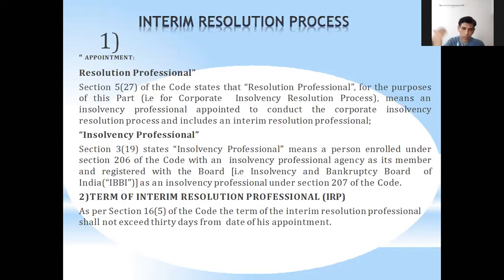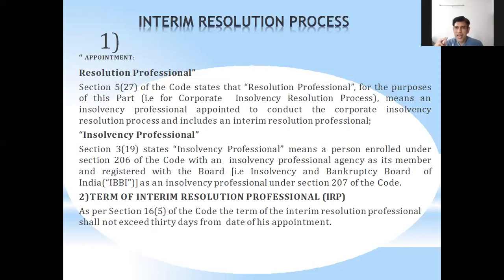Going to the basic part again, as I said, we'll be reviewing this from time to time whenever the reference comes in. As per Section 5(27), the code says that a resolution professional, for the purpose of this particular part, that is for the CIRP process, means an insolvency professional appointed to conduct the CIRP process and includes an IRP. So there are two words which are being highlighted here. One word is the IRP and the second word is the RP, right? Two words, IRP and the RP.